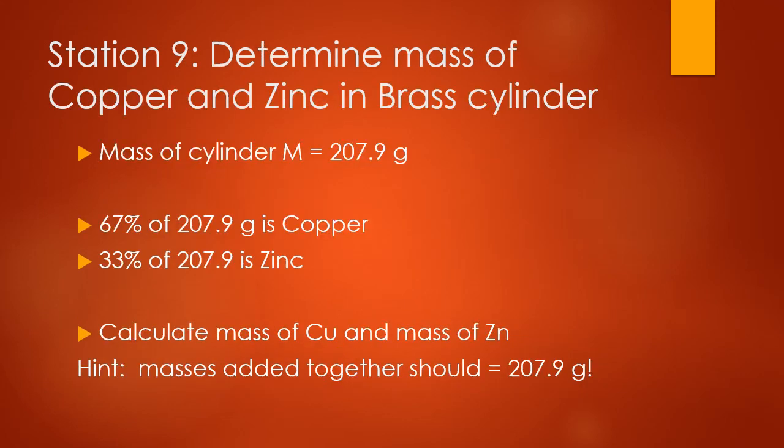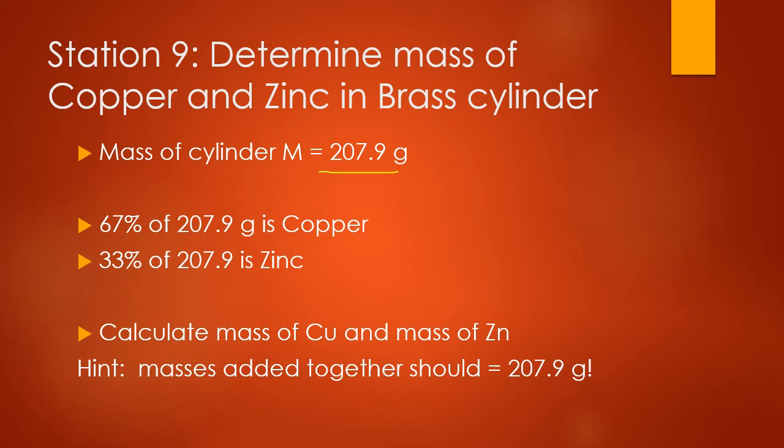Last station, station 9, determine the mass of copper and zinc in a brass cylinder. So I took the mass of a cylinder, I don't have it pictured here. It is 207.9 grams. So you're going to use that cylinder, which is made of brass. Now, with brass, that's an alloy. So what an alloy means is it's made up of two different metals combined. And the metals that it's made up of is copper and zinc.